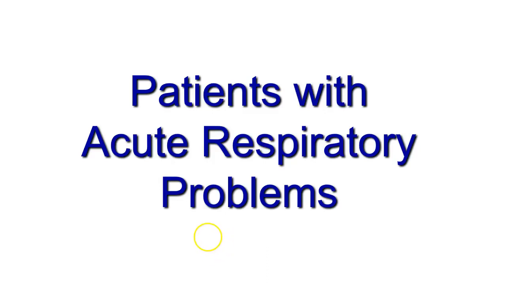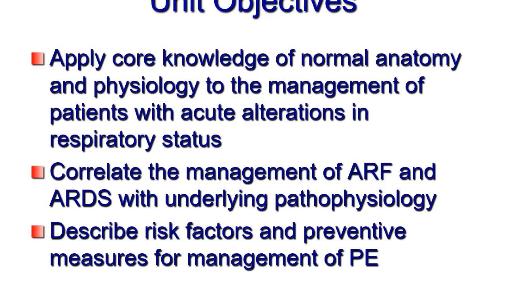Patients with acute respiratory problems. Unit objectives are to apply the core knowledge of normal anatomy and physiology to the management of patients with acute alterations in respiratory status. Correlate the management of acute respiratory failure and acute respiratory distress syndrome with underlying pathophysiology.